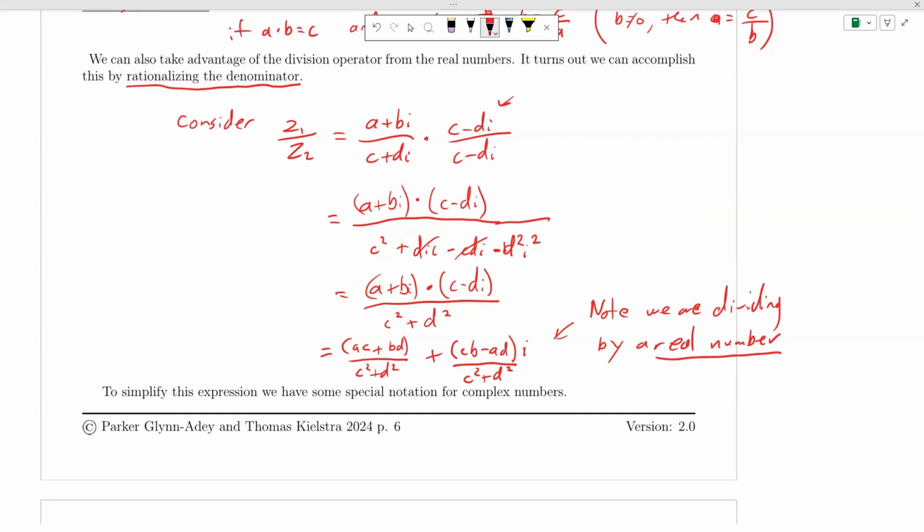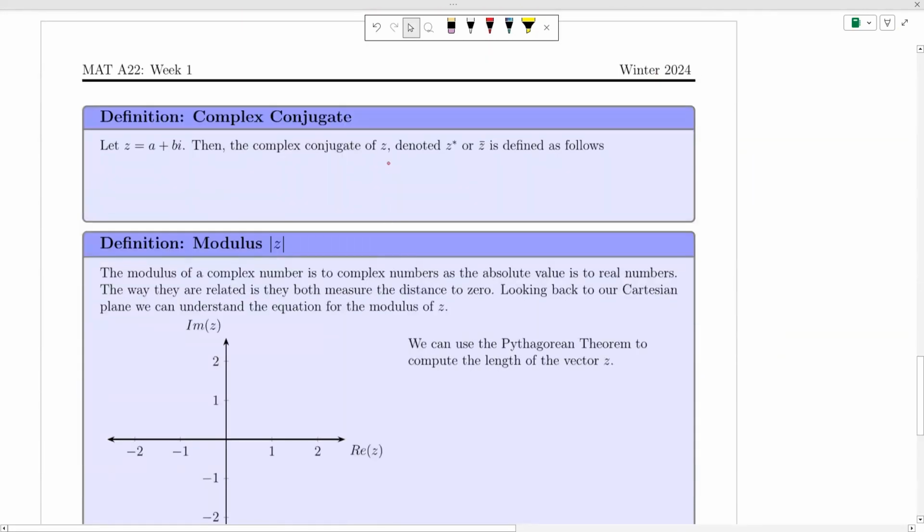Now, what is this term? And what is this term? Well, it actually has a name. It's called the complex conjugate. And let's explore this a little bit. What is the complex conjugate and what other properties can it have? Well, the complex conjugate of z, denoted z star or z bar, is defined as z bar equals a minus bi. So we take the same real part, and we negate the imaginary part.